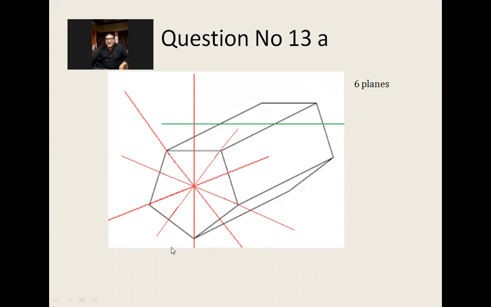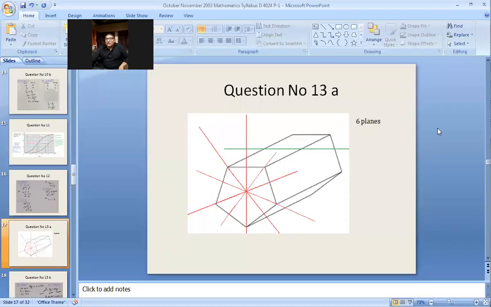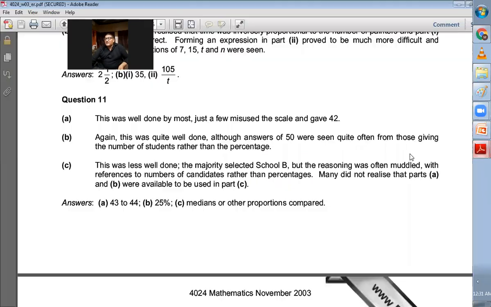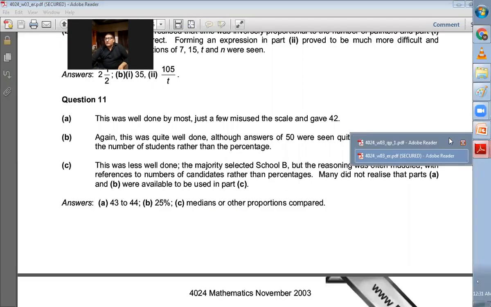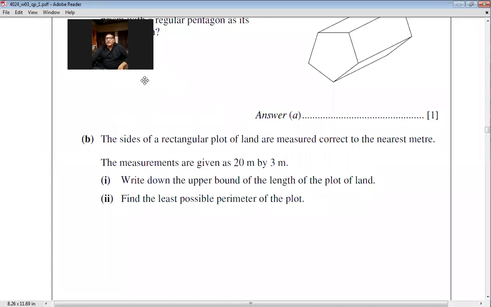So hopefully you have understood, there are 6 planes of symmetry. So let's move to the next part. Okay, so the next part is, here we go.